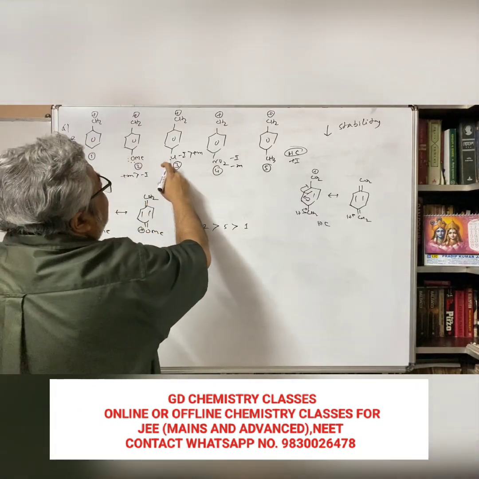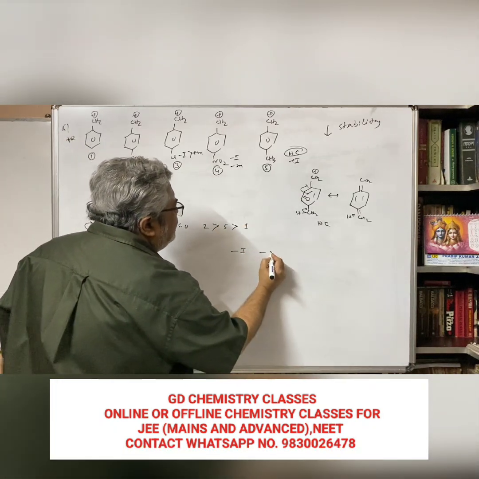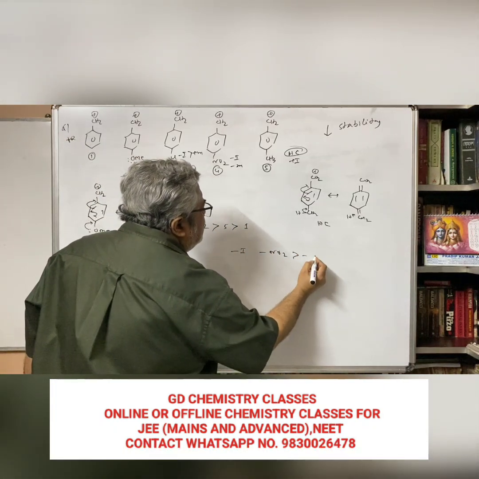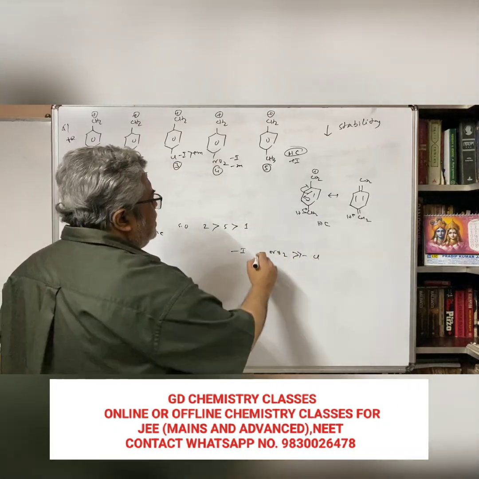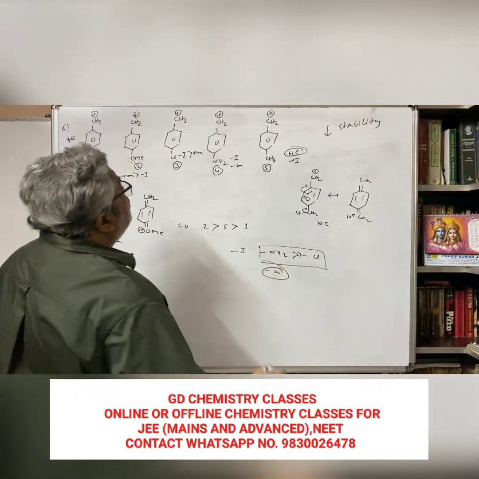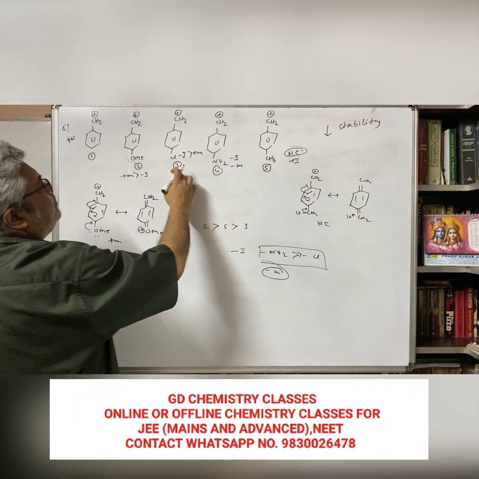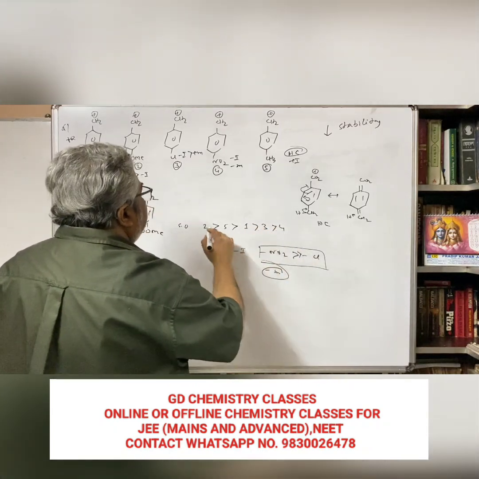Now, chlorine and nitro, both are electron withdrawing, but we simply know that the minus I effect of nitro is much greater than the minus I effect of chlorine. Also, nitro exhibits minus M to some extent. So this will be less stable than this. So the stability order is simply this.